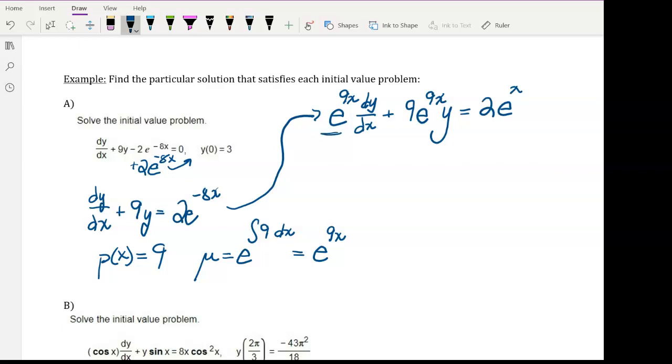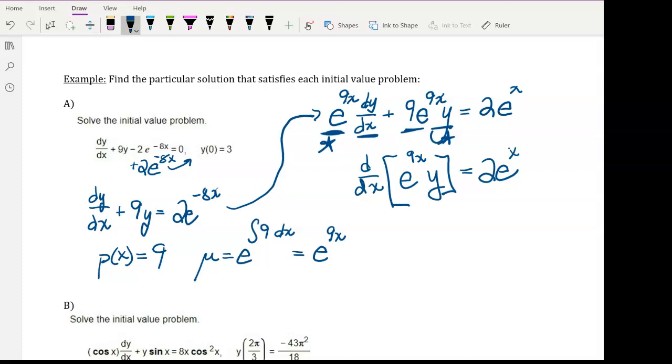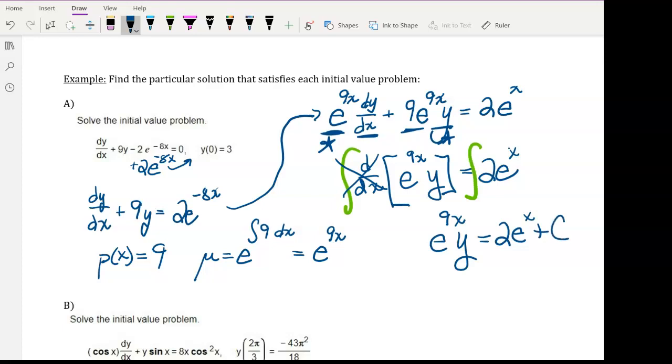So on the left-hand side, I've got the original first function times the derivative of the second, plus the derivative of the first function times the original second. So this was original first, original second. We can collapse the left-hand side down into just a product rule, which is e to the 9x times y. In order to solve for y, we now are going to integrate and then divide. On the left, the integral and the derivative just cancel. We get e to the 9x y is equal to 2e to the x plus c.